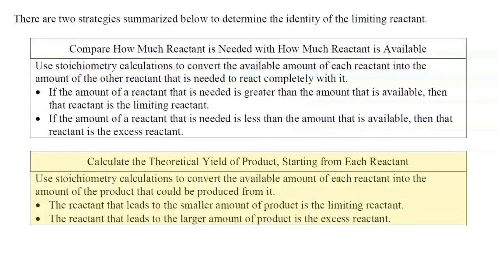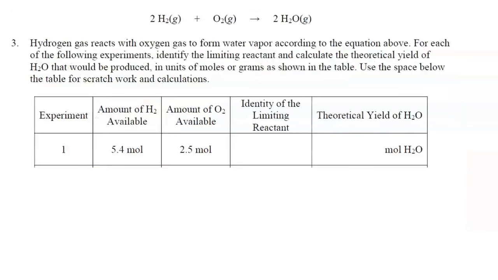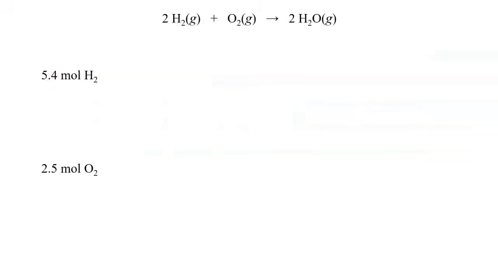So even though we have two different strategies that I've already talked about, where you either convert the reactant into the other reactant or convert each reactant into product, the strategy that I'm going to choose to follow for question 3 is this second strategy, where we calculate the theoretical yield of the product starting from each reactant. So let's take a look at our first example. I have 5.4 moles of H2 and 2.5 moles of O2.